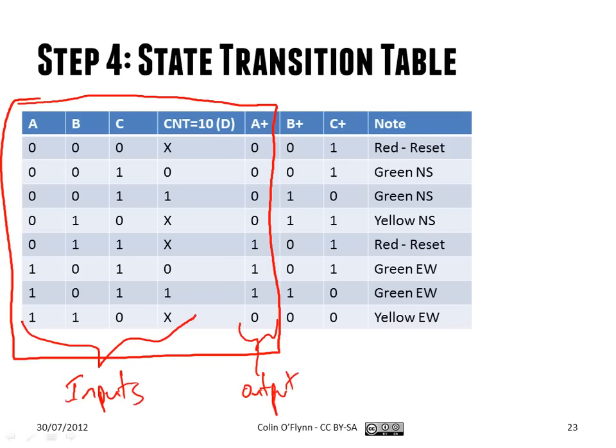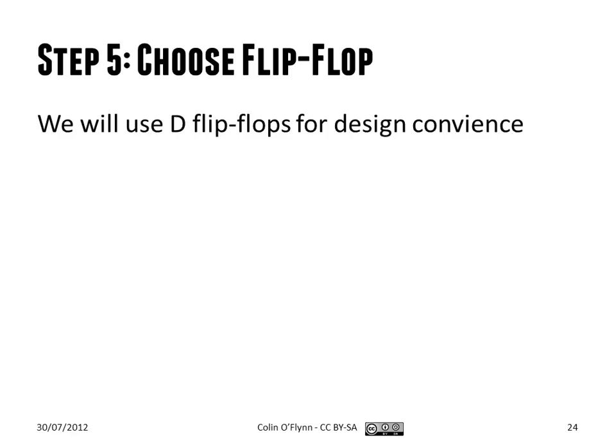In the same way, we'll do that for the B plus and the C plus. So for B plus, the outputs will become just this column. And for the C K-map, the output is just that column. So the input's always the same four, and the output depends on what we're designing.